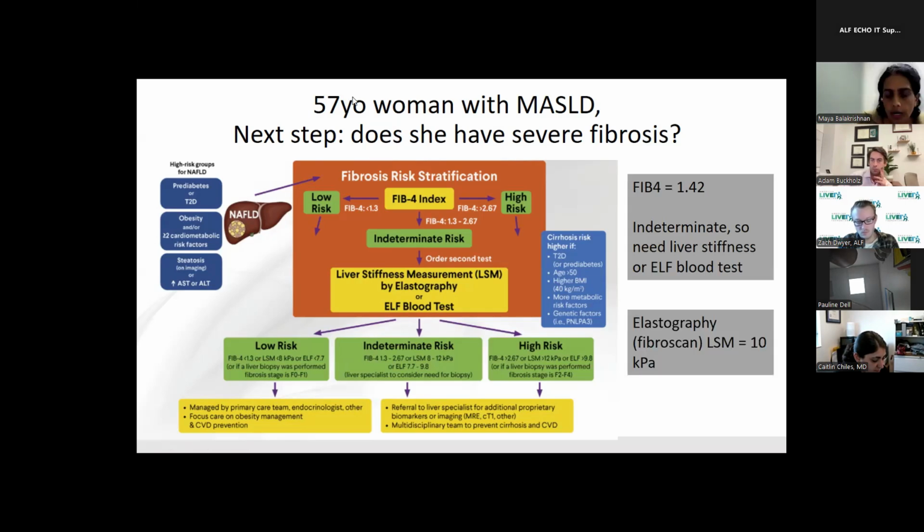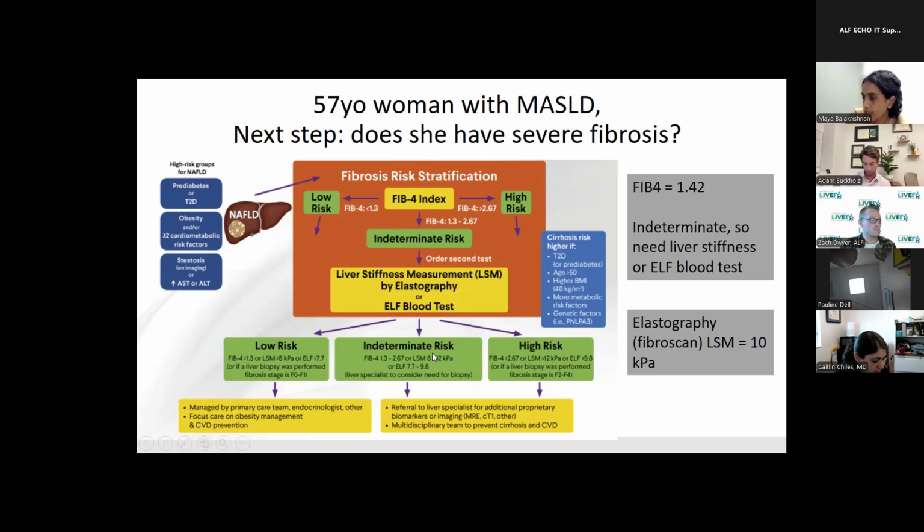So her FIB-4 comes back at 1.42. So it's indeterminate. You don't know. You can't definitively rule out severe fibrosis. You can't rule in fibrosis. So you need a second test. That second test is either a FibroScan, if you have access to it, or an ELF blood test, which is a blood test. So this patient gets ultrasound-based elastography via FibroScan, and her liver stiffness measure is 10.